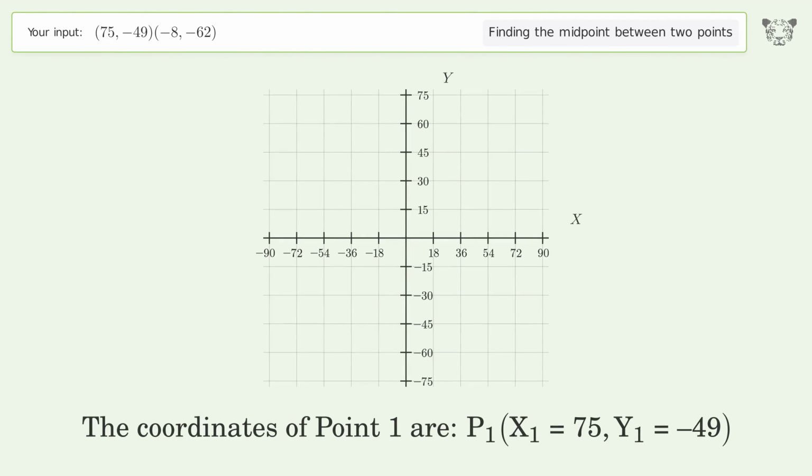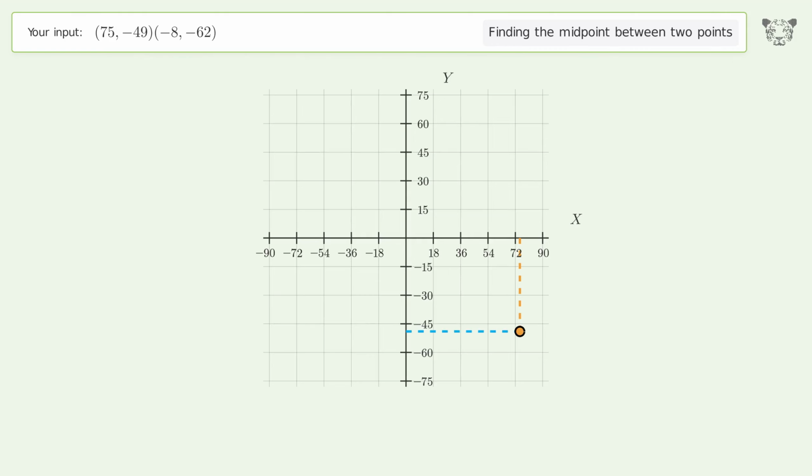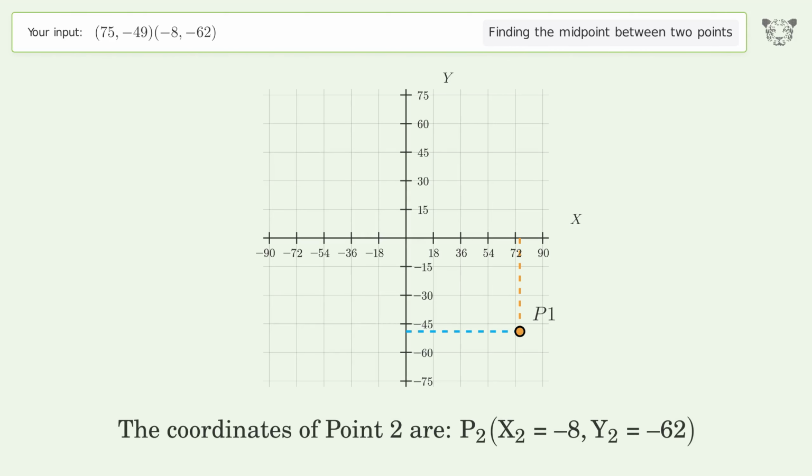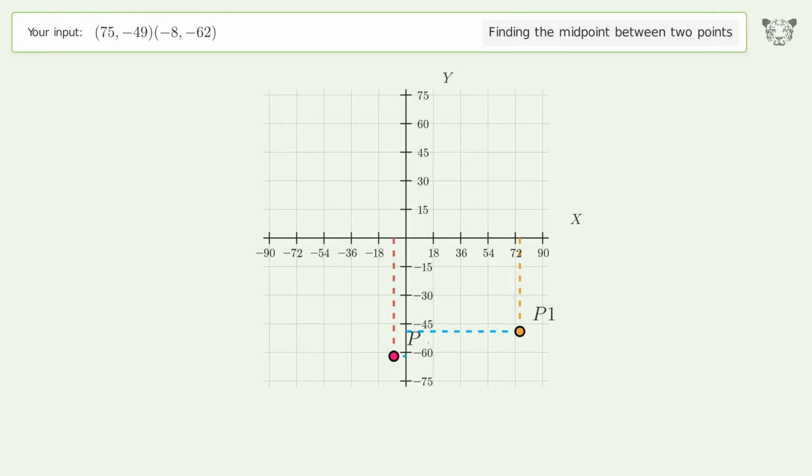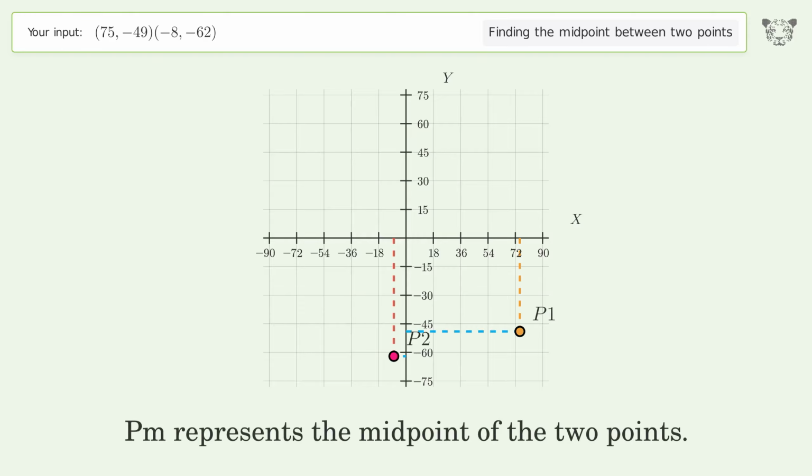The coordinates of point 1 are, x1 equals 75, y1 equals negative 49. The coordinates of point 2 are, x2 equals negative 8, y2 equals negative 62. PM represents the midpoint of the 2 points.